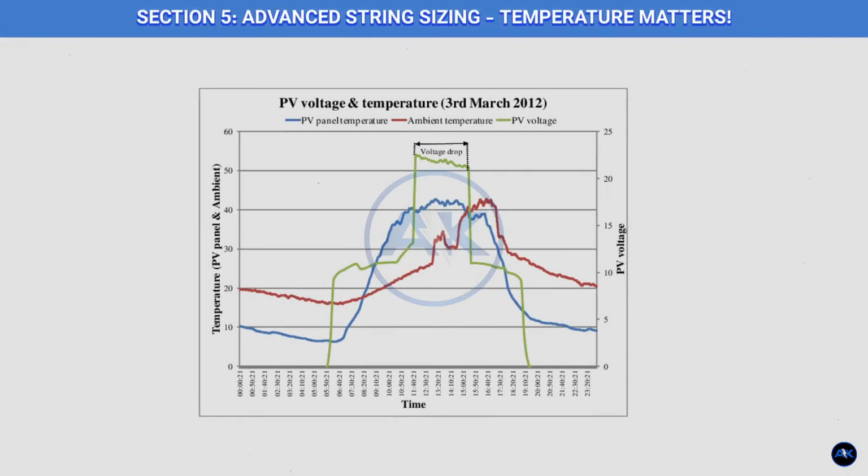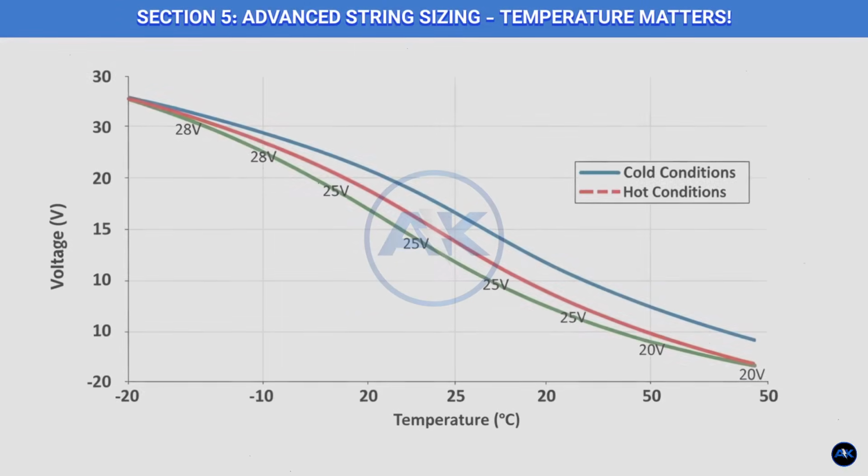Section 5. Advanced string sizing. Temperature matters. Now, let's level up. Temperature has a huge impact on solar panel performance. In cold temperatures, panels produce higher voltage: VOC and VMP increase. This is critical for preventing overvoltage on your inverter.